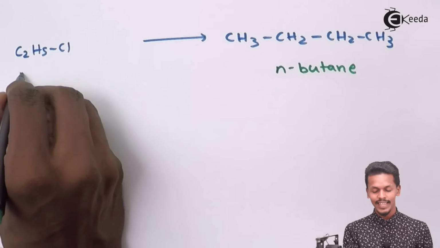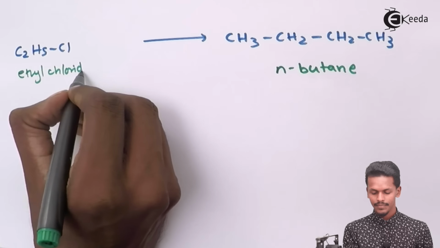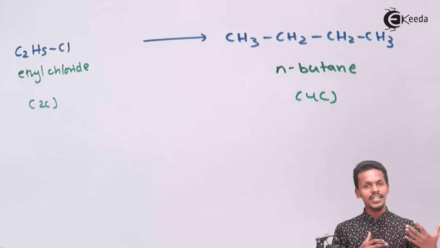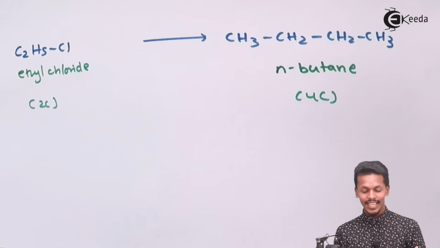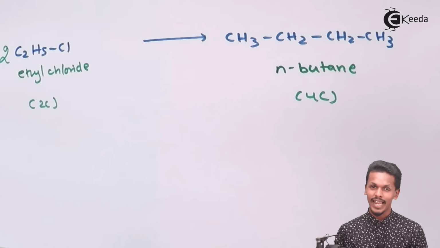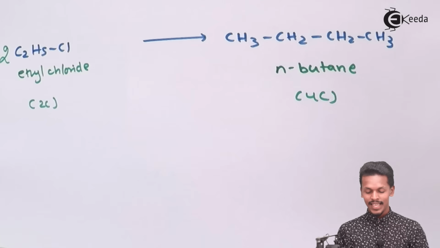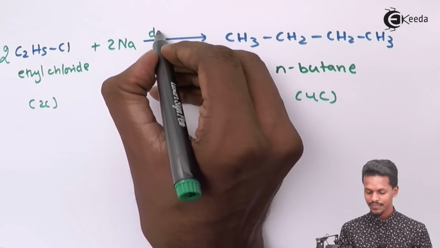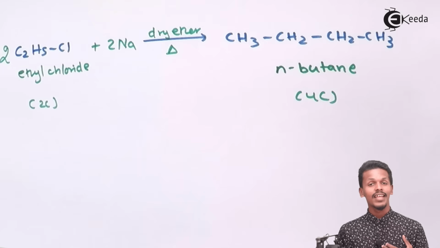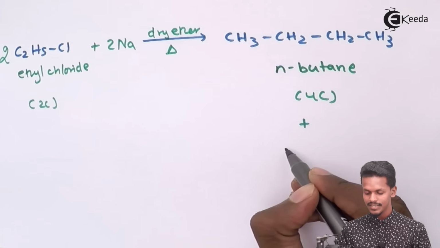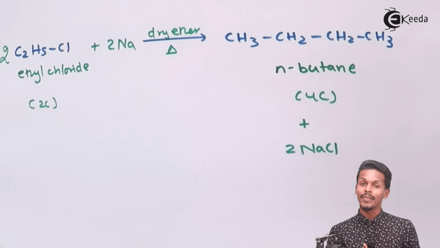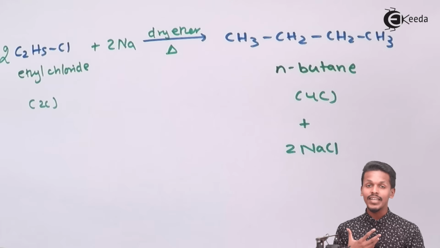So the total number of carbon atoms in ethyl chloride is 2, while in this case it is 4 carbon atoms. So the reactant which contains 2 carbon atoms has now been doubled, that is 4 carbon atoms. That means 2 moles of ethyl chloride have been used, making 4 carbon atoms on the product side, and this is only possible in the Wurtz reaction, where we would involve 2 moles of sodium in presence of dry ether, and the byproduct that we would get is 2 moles of NaCl. So this is how we could prepare n-butane from ethyl halide, having double the carbon atoms compared to that of the reactant.